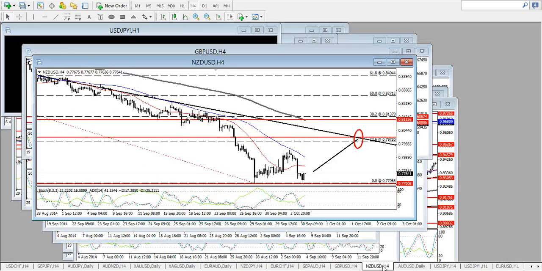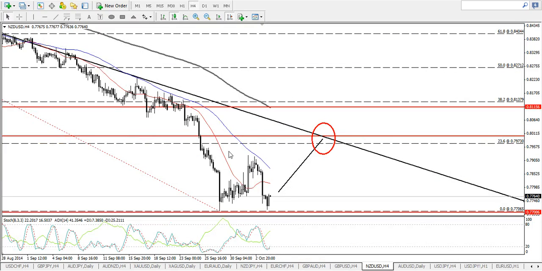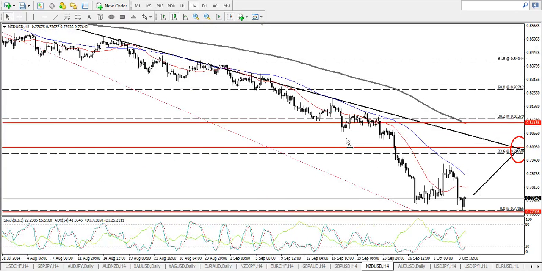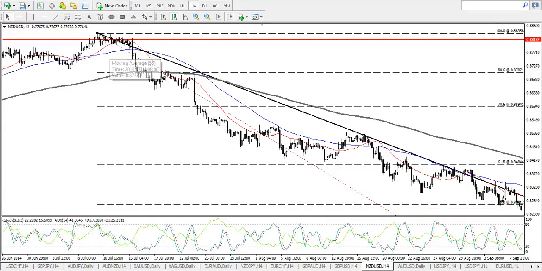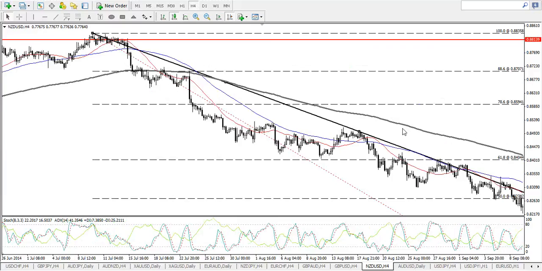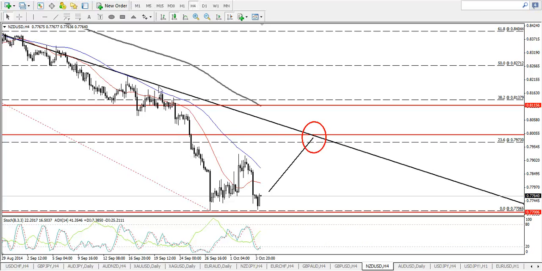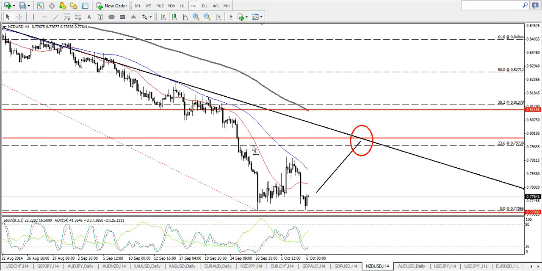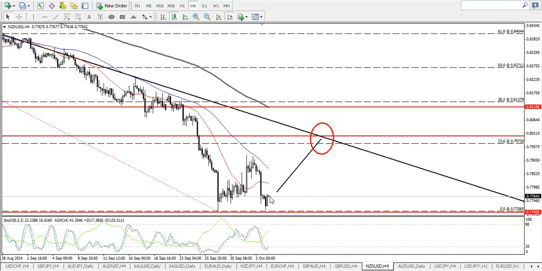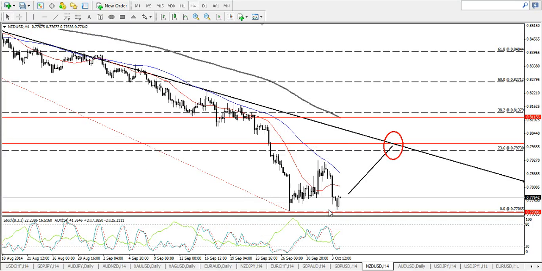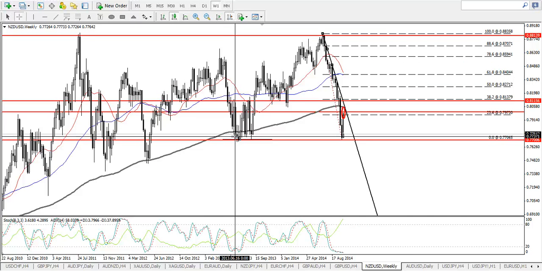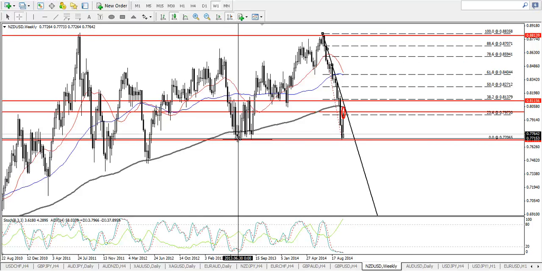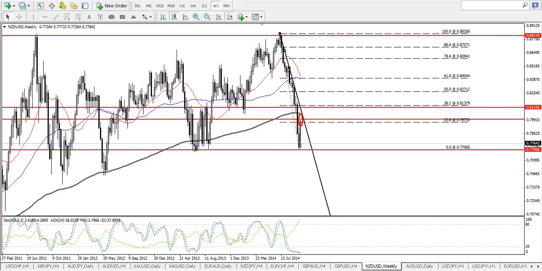Alright, so next we're going to look at the New Zealand dollar against the US dollar. Well, similarly, we can see that there is a falling trend line all the way from the high itself, and we see the price has been falling further and further away from the falling trend line, and price has reached the previous low in September itself. This is also a previous low back in 2013, June to July.